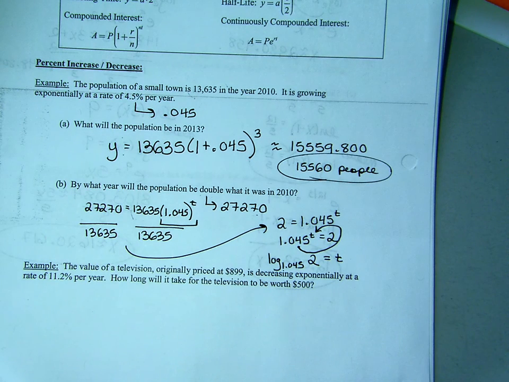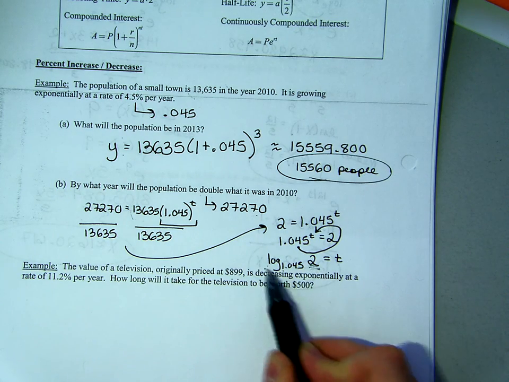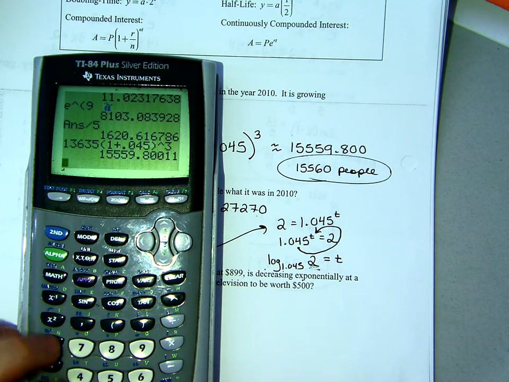How would you figure that out? What do you have to do? Divide. We have to use the change of base formula, and remember it's always the log of the big thing inside divided by the log of the base. Go to your calculator, use your change of base formula.